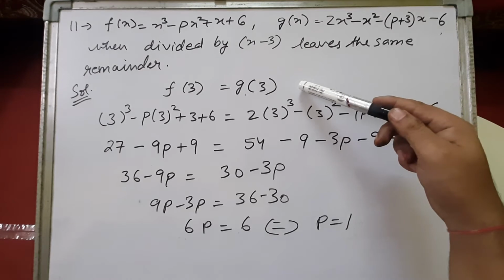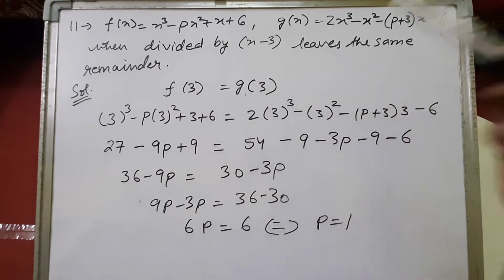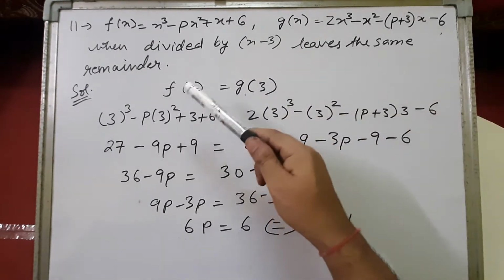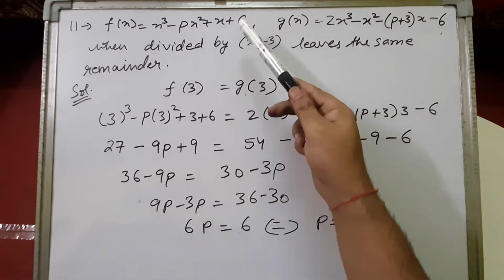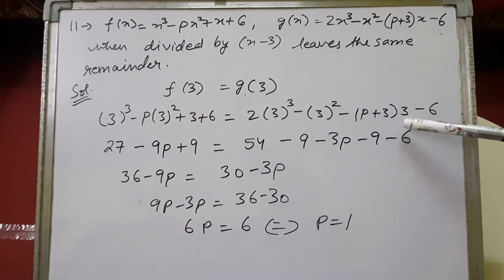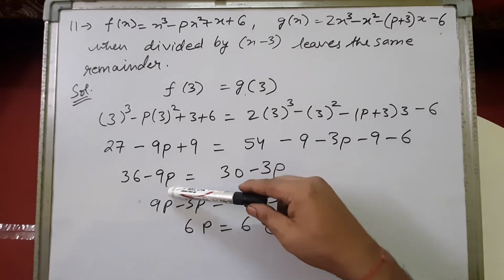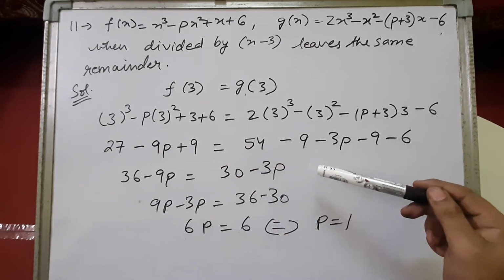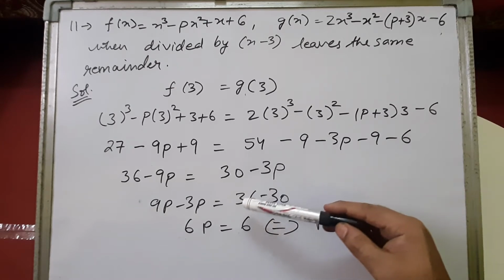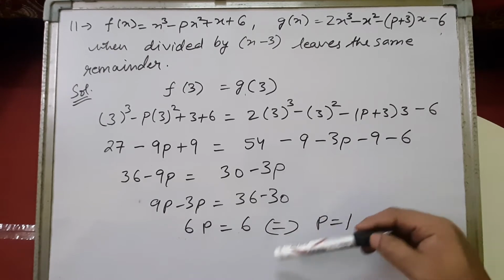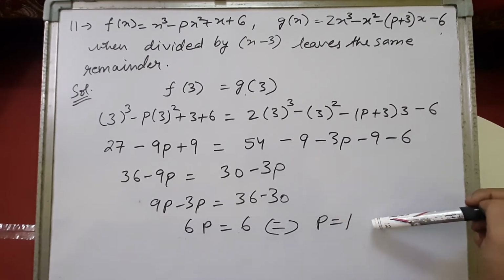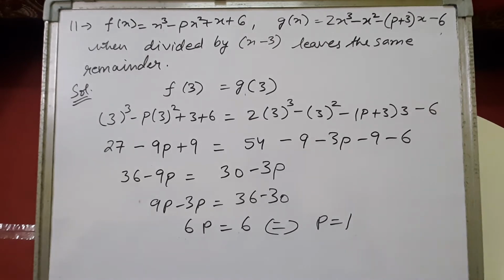From here we can conclude that the value of f(3) and the value of g(3) is same. That means the value of the function f at 3 and the value of the function g at 3 will be same because their remainder is same, right? So when we substitute the value of 3 in f(x) and 3 in g(x) and simplify, we'll get the remainders of f(x) as 36 minus 9p and 30 minus 3p. So when we equate the remainders and transfer the term p to one side, we'll get 9p minus 3p equals 36 minus 30. That means 6p equals 6. The value of p will be obtained further as 1. Alright, please note down.